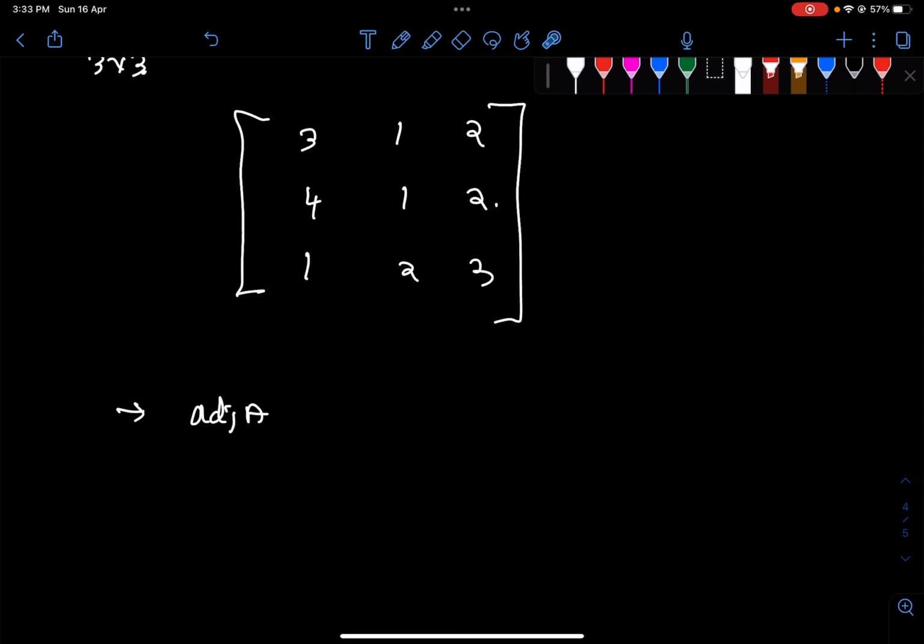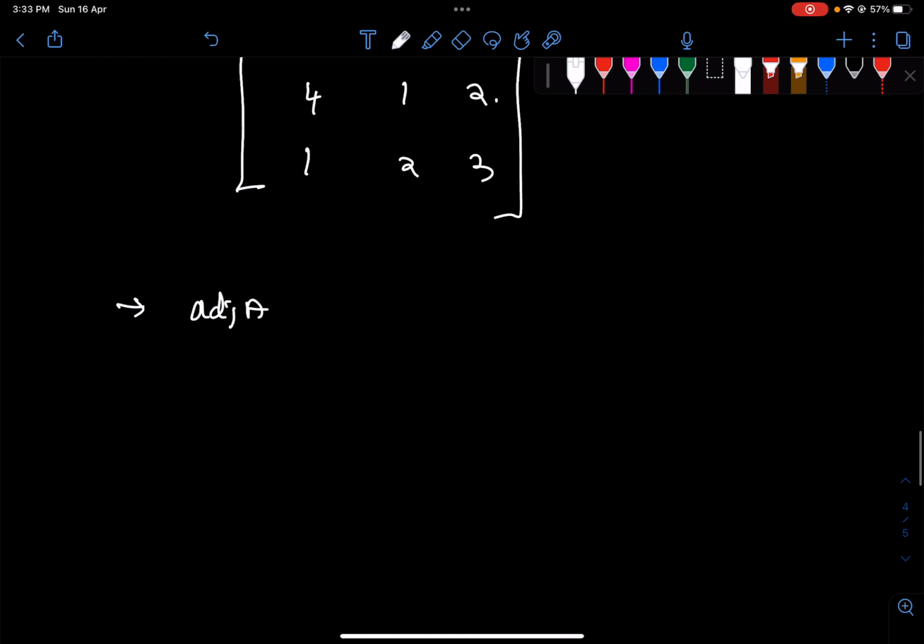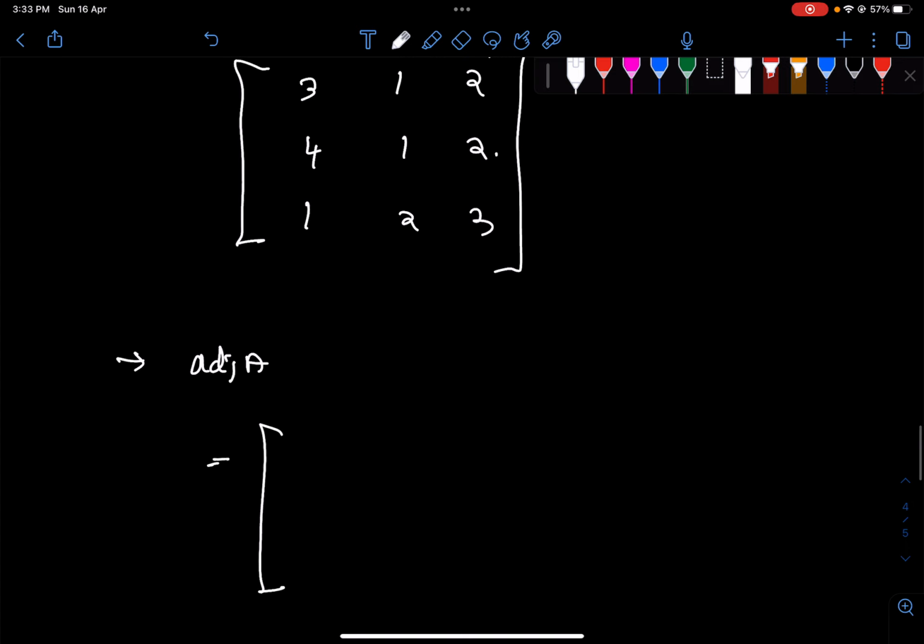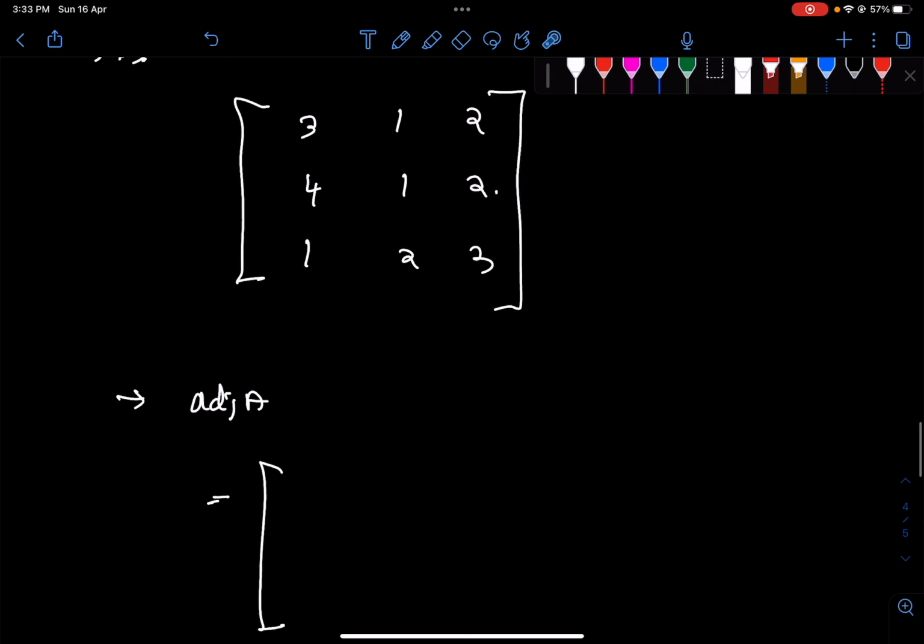So first, the minor of 3. The minor of 3 is just avoiding these 2 rows, and you do the normal operations in the matrix. That is, if I avoid these 2 rows, then the minor of 3 is 3 into 1 into 3 minus 4. You know this is the diagonal elements, right?